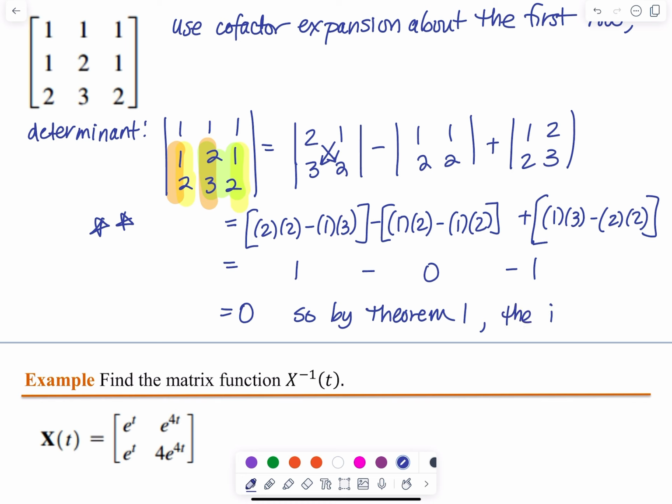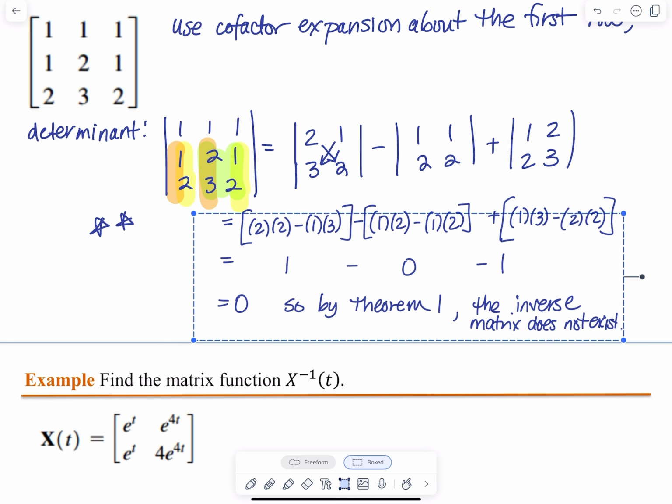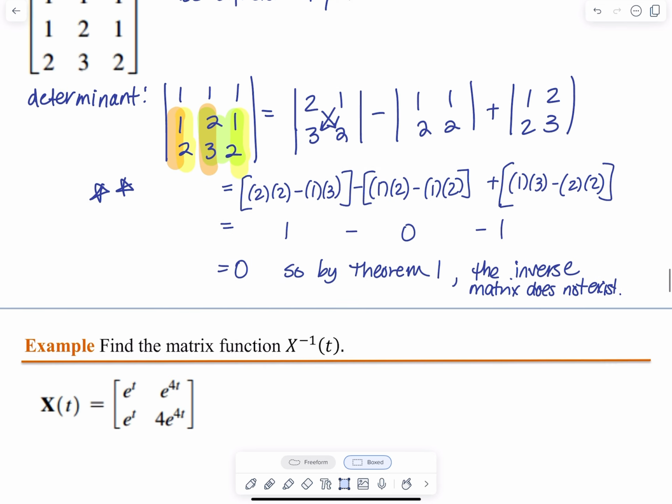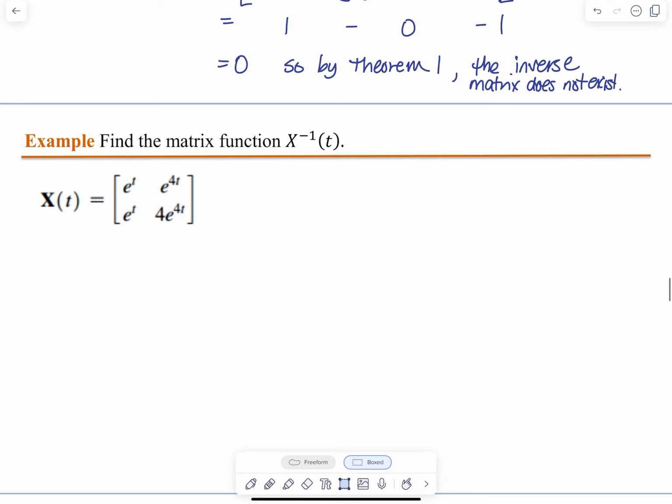The inverse matrix does not exist. So this matrix does not have an inverse. Okay, let's find the matrix function x inverse of t.